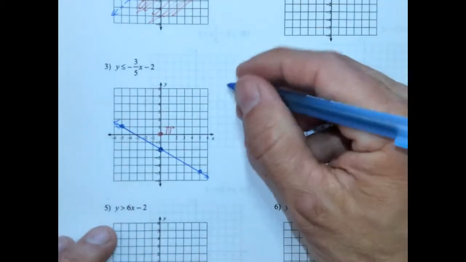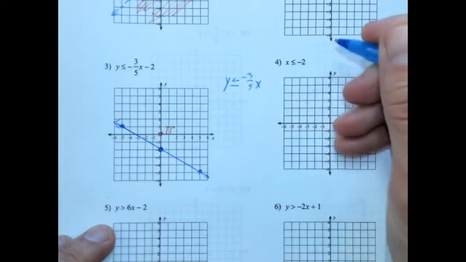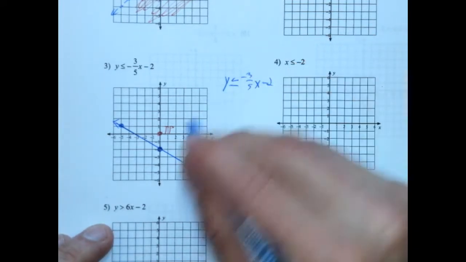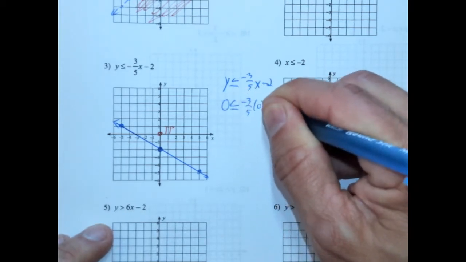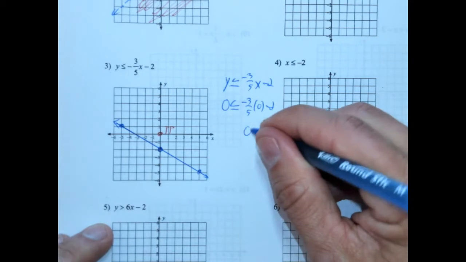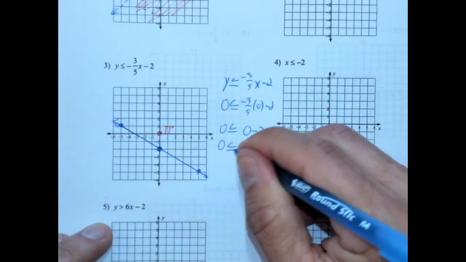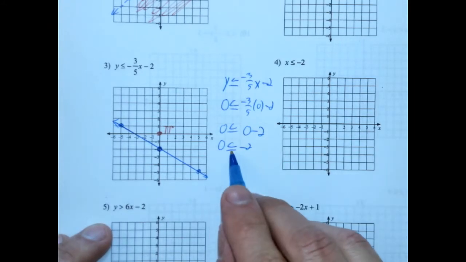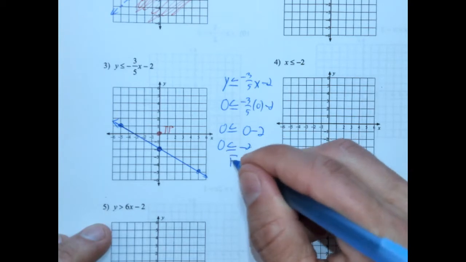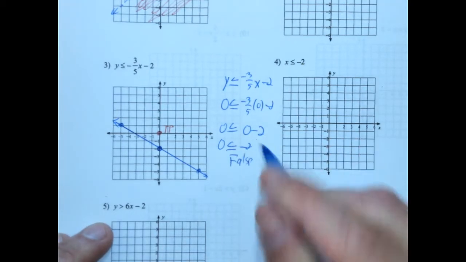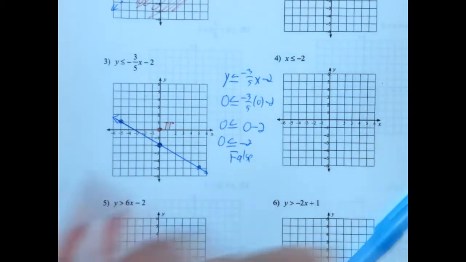So we're going to rewrite the inequality. We have y is less than or equal to negative 3/5 x minus 2. Let's replace the x and y with 0. So 0 is less than or equal to negative 3/5 times 0. Negative 3/5 times 0 is 0. And 0 take away 2 is negative 2. So this is stating 0 is less than or equal to negative 2. That's not true. Okay, 0 is greater than negative 2. So this is false. So because this is false, that means this is not part of the solution, which means this side is not the solution. It's this side instead.